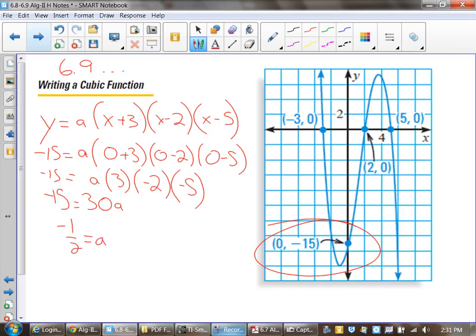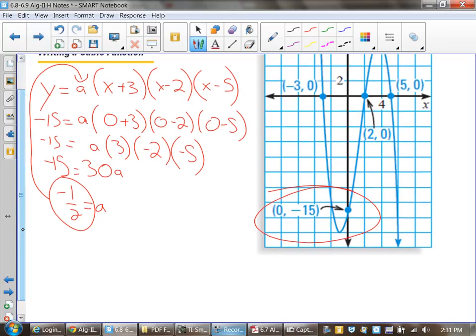Now, what do you think you're going to have to do with that? Substitute where? In for A. So basically, all you're doing is substituting this value for A into that original string that you put together. It would look like y equals -1/2 x plus 3, x minus 2, x minus 5, and you're done. Don't do anything else. Don't need to multiply out. It does not matter. That's all you have to do. You identified your A value, I know where the zeros are. Life is hunky-dory.